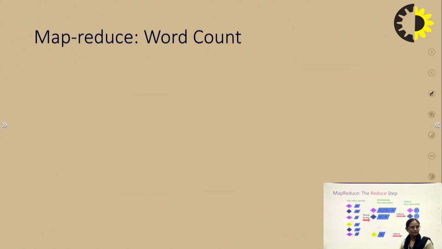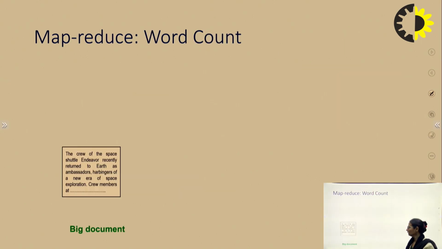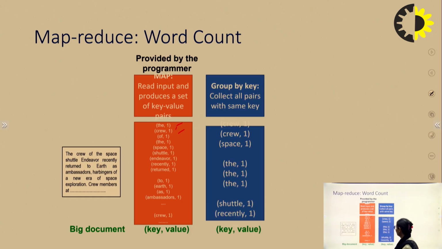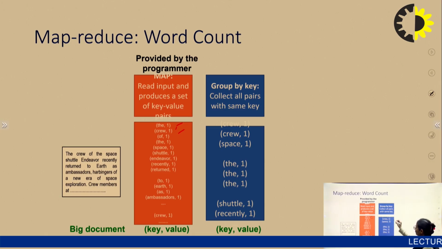final output. For example, here we are having the big document. This is the document. Here the key value is provided by the map function. Here we have read the input and produced a set of key value pairs. What is happening in this document, the is appearing 1, crew and so on. So here group by key, that is, collect all the pairs with the same key. So we have seen this. This is all the pairs with the same key. So if we say, then it will become crew 2 and so on.